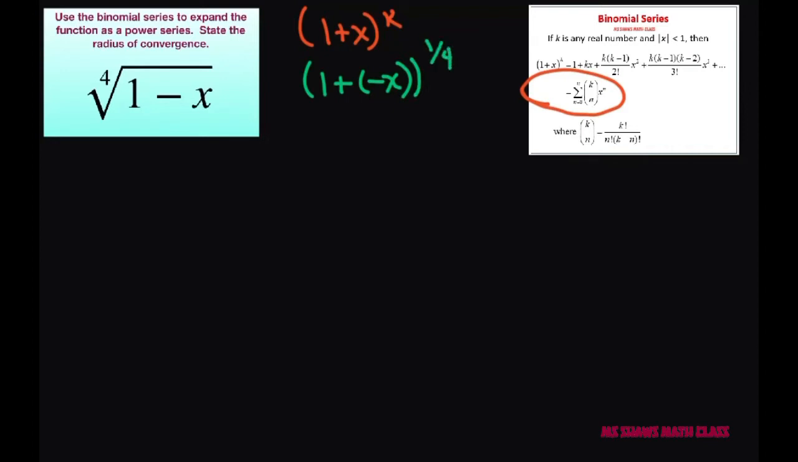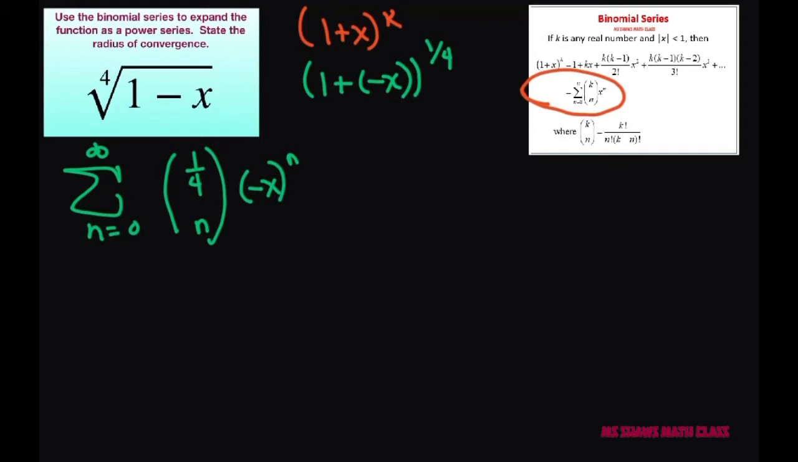So now I can write this as the sum from n equals 0 to infinity, and my k is 1/4. Then we have our n, and instead of x, it's going to be negative x to the power of n. And just remember, we're going to get our radius of convergence for this, and that means the absolute value of negative x has to be less than 1. Doing this is going to get a little messy, so let's go ahead and expand this.